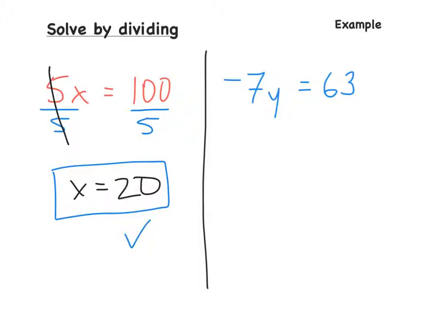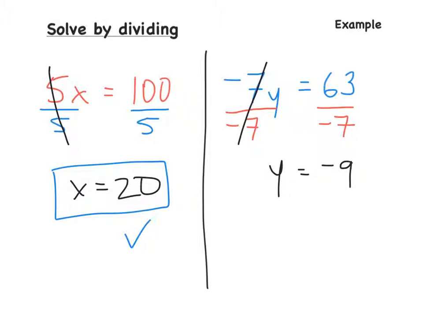Second one, if we have negative 7y is equal to 63, remember this is multiplication, negative 7 times y. So the opposite of multiplication is division. So if we divide by a negative 7 on the left side, we have to divide by a negative 7 on the right side. So negative 7 divided by a negative 7 is a positive 1. So all that we're left with on the left side is y, since these will cancel out. And 63 divided by negative 7 is equal to a negative 9.